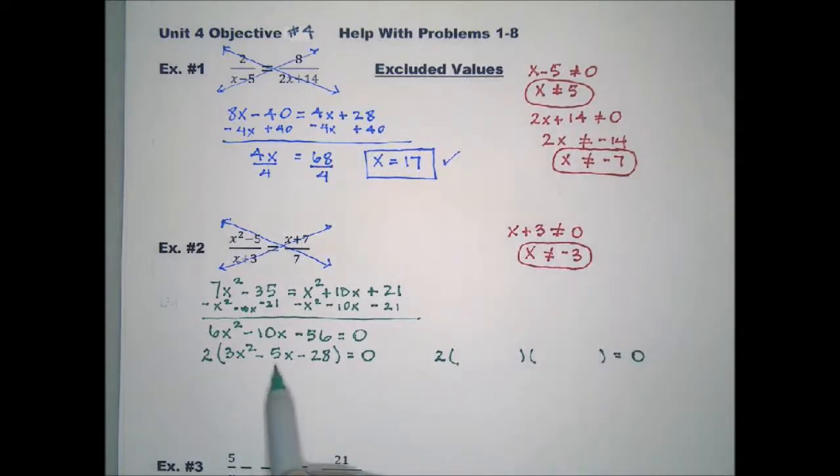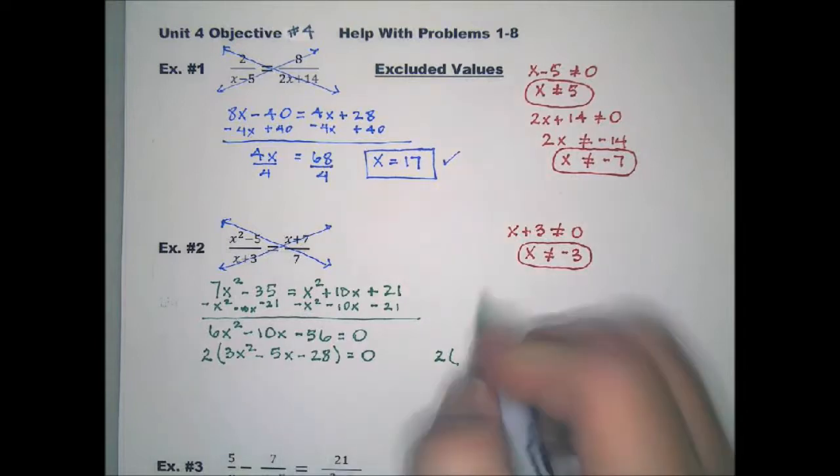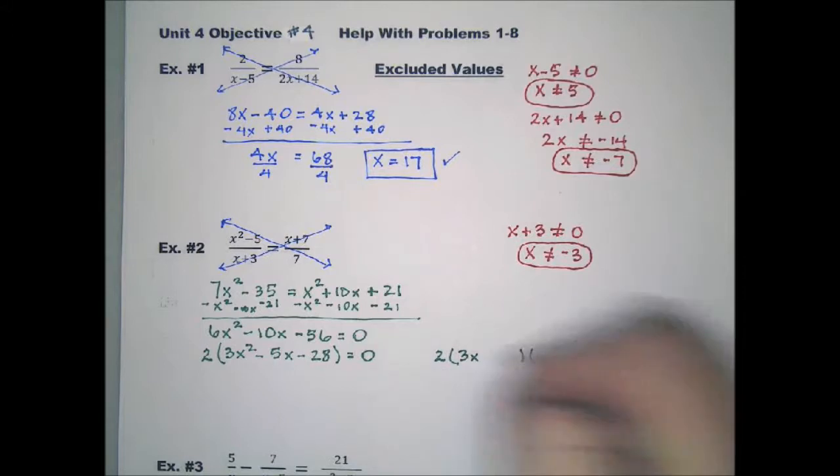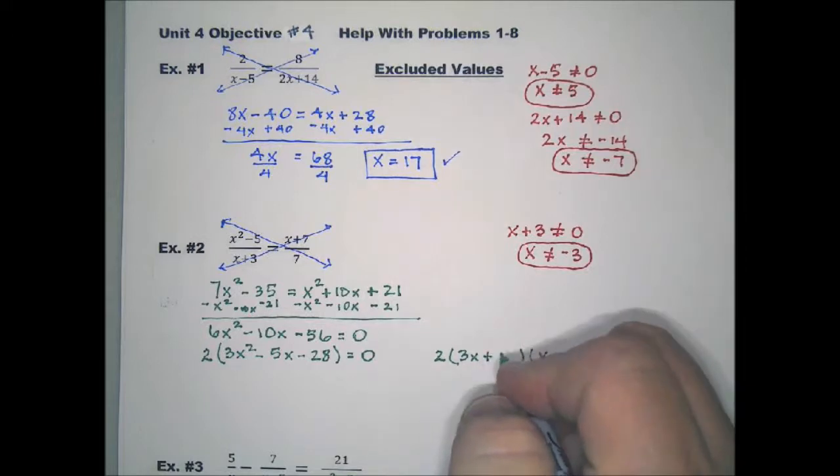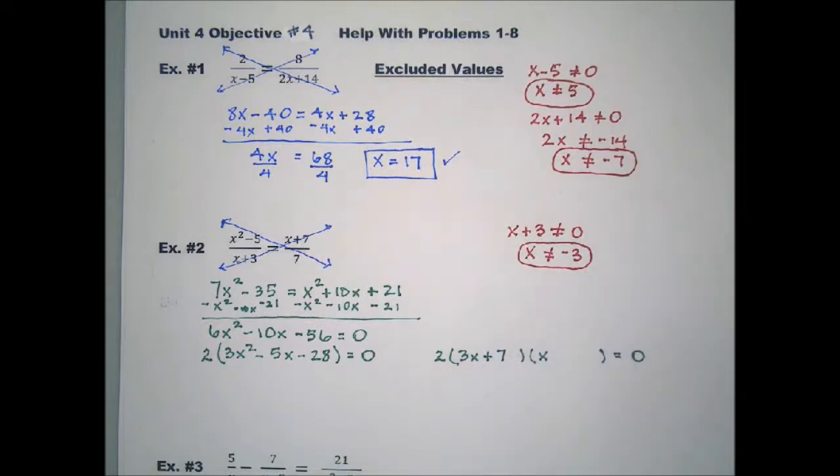Now the way to factor 3x squared minus 5x minus 28 is I'm going to put a 3x right there. I'm going to put an x right there. I'm going to use the combination of 7 and 4. No, I'm going to use a plus 7. I'm going to put a plus 7 right there. And I'm going to put a minus 4 right there.